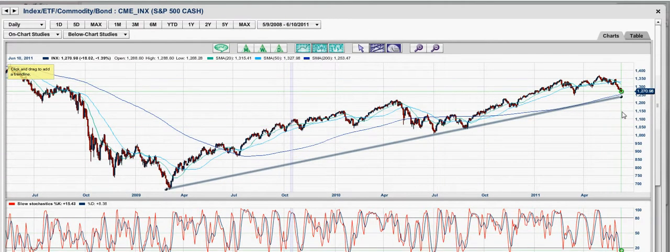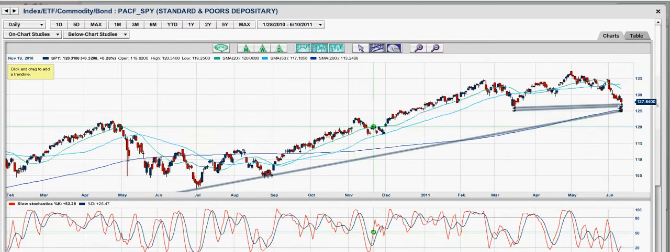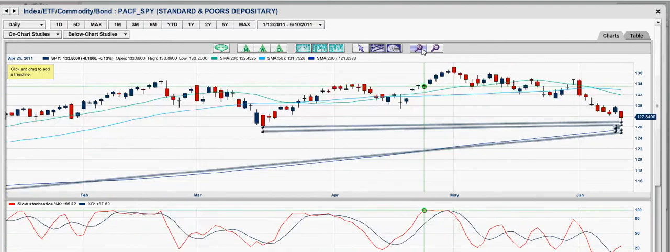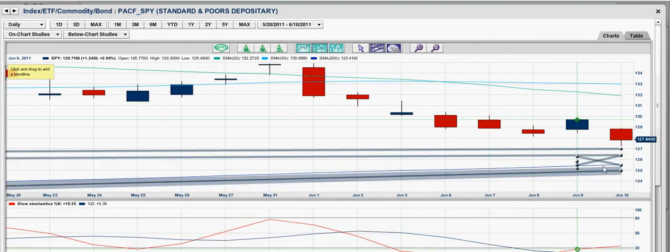S&P 500 cash for you futures traders out there would be around 1,240. If you're an SPY trader that trades call or put options or spreads, the area you want to look for is around 125. 125 to around 126 would be your target zone to be buying this market for a short-term relief rally or a major bounce off of the market bottom.